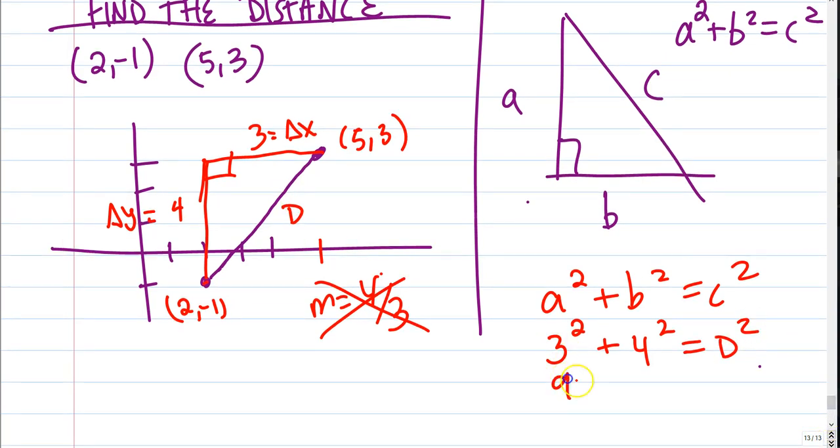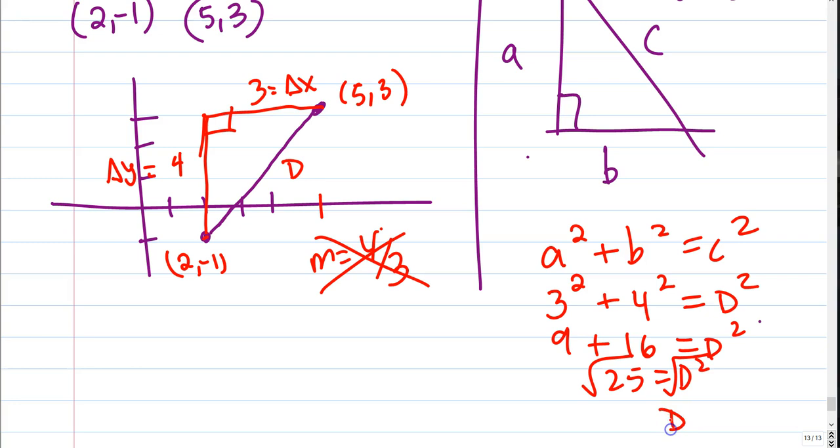So 3 squared is 9, 4 squared is 16. So 25 is equal to the distance squared. When we square root, we don't get plus or minus 5 because we're dealing with distance, and distance isn't negative, so our distance is just 5. Okay? Now, like I said, there is a formula for this.